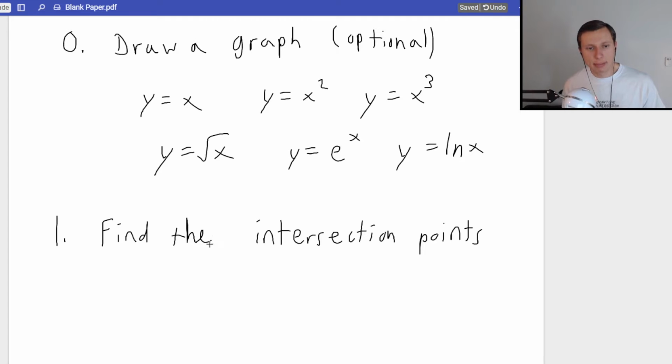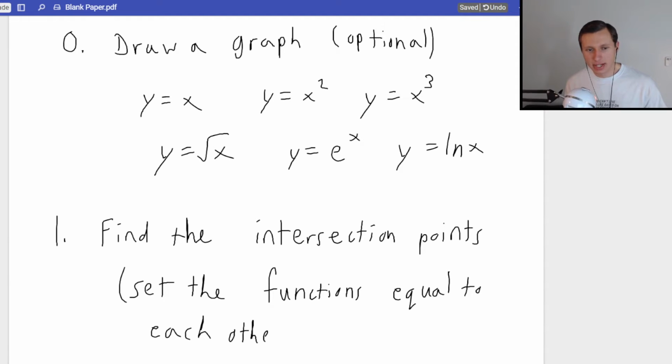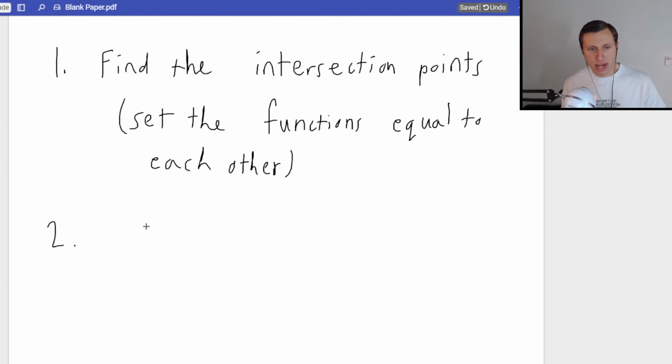We're going to talk about that, but I'm going to put this in parentheses. Set the functions equal to each other. That's how we find intersection points. We're going to set the functions equal to each other. Yes, we're dealing with at least 2 functions whenever it comes to area between curves. And then finally, step 2 is the actual calculus or math part. You're going to solve the following integral.